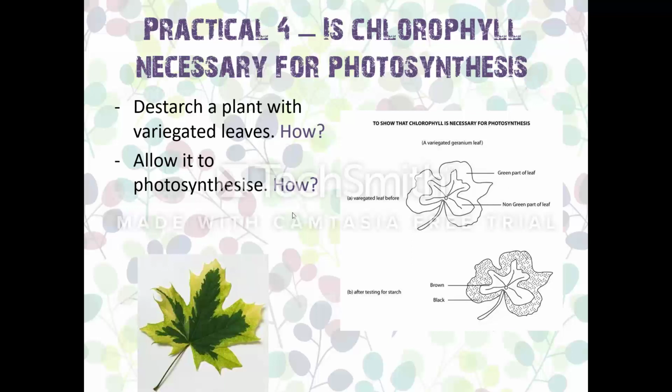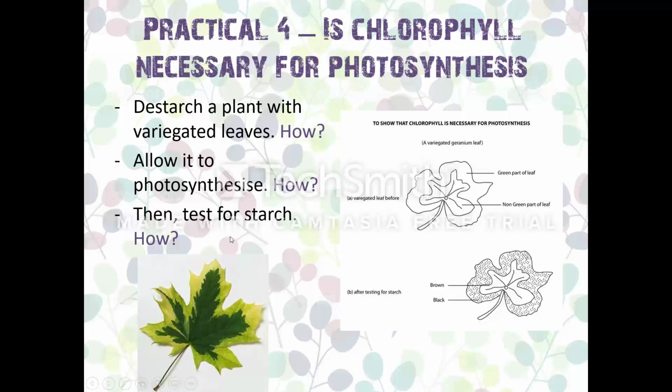When I'm done that, when I've exposed it to sufficient sunlight, I will pick a leaf. I will then perform the starch test, as you guys know how to do already. When I test for starch, I'm going to find that where there was green, so this one is the opposite, I just want to show you. But where there was green, the leaf is going to turn blue-black. And where there was no green, the leaf is going to stay reddish-brown.